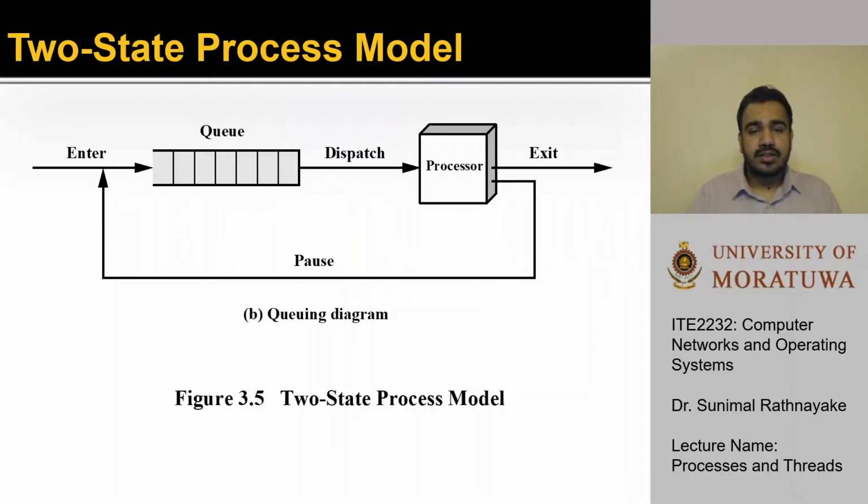So in the two-state process model, the queuing diagram looks like this. You enter a certain queue and the dispatcher takes the process from the queue and dispatches it onto the processor. And this cycle continues until the process is completed.